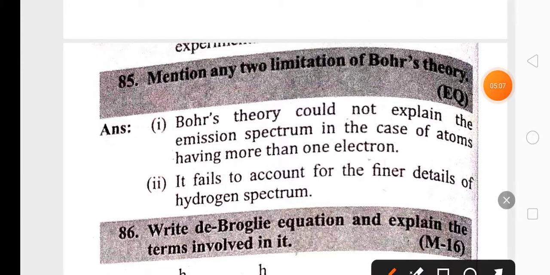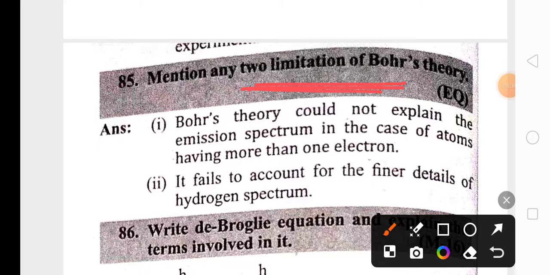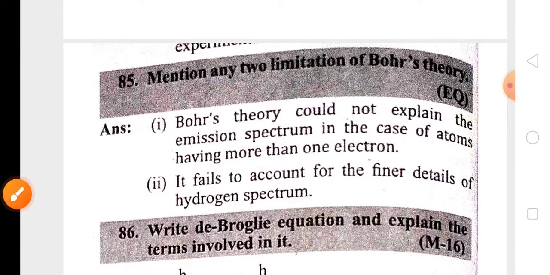Limitations of Bohr's atomic model are also very important. The two limitations are: Bohr's theory does not explain the emission spectrum of atoms having more than one electron. So Bohr's model is related to hydrogen; atoms containing more than one electron are not explained. Then this model fails to account for the finer details of the hydrogen spectrum. Regarding the hydrogen spectrum, no explanation.